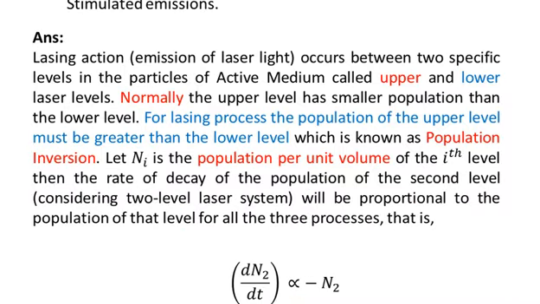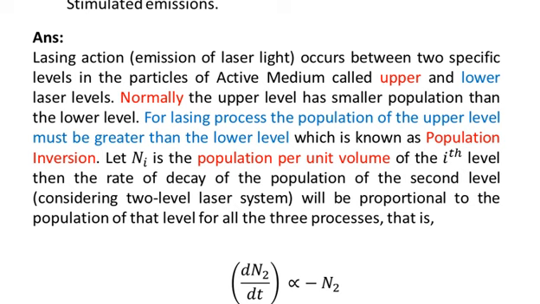Answer. Lasing action, which results in the emission of laser light, occurs between two specific levels in the particles of the active medium called upper and lower laser levels. Normally, the upper level has a smaller population than the lower level. For the lasing process, the population of the upper level must be greater than the population in the lower level, which is known as the population inversion.